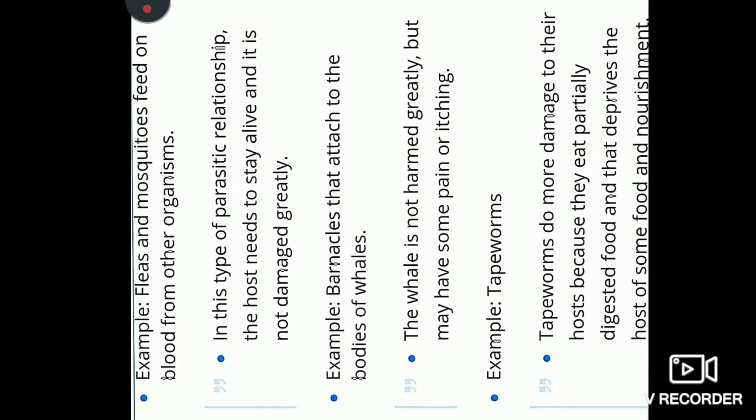And last, tapeworms. These are found inside our body, our stomach, and maybe inside the stomach of animals also. Tapeworms do more damage to their host because they eat partially digested food, which deprives the host of some food and nourishment. Suppose you are eating good food, but inside your stomach there are tapeworms. It is a बीमारी, पेट में कीड़े पड़ना, it is a disease. So whatever you eat, when you digest it fully, some part of the digested food is eaten by the tapeworms. It is a little bit harmful for us, we will not grow nicely, but at least we grow. Understand?